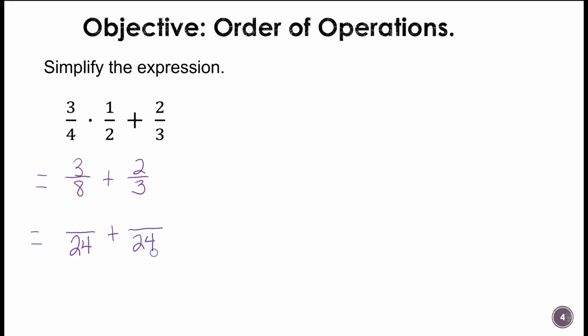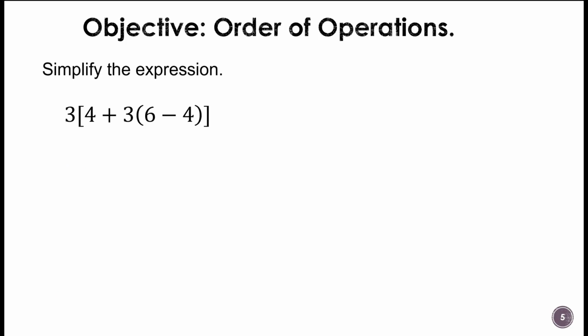So we learned fractions in 1.3. Now we have to use them more. We're going to multiply 2/3 by 8 over 8, and we're going to multiply 3/8 by 3 over 3. So we have 9 as my numerator on the first fraction, 16 on the second fraction. When we add those together, that's 25 over 24. And we're done.